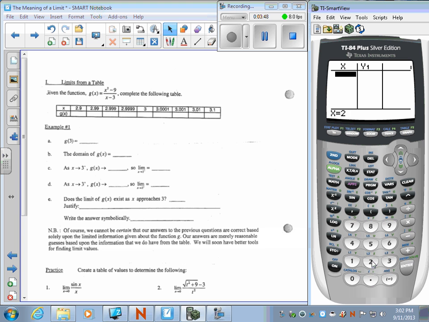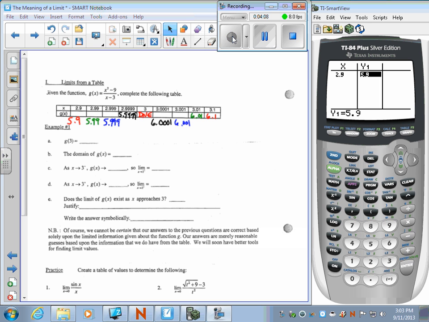The first x value I want to put in is 2.9, and then I'm going to write down the y value. Please be careful when you've got extra decimal places. You need to be sure and highlight the y value, and then be sure you're looking at the bottom of the screen for all the decimal places. So please pause the video now and complete the table.